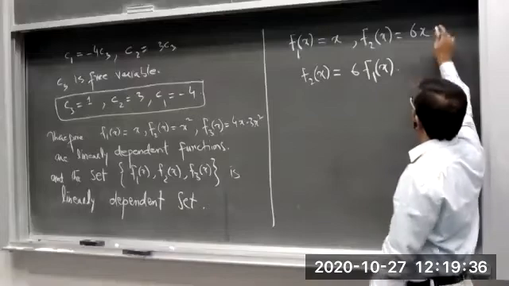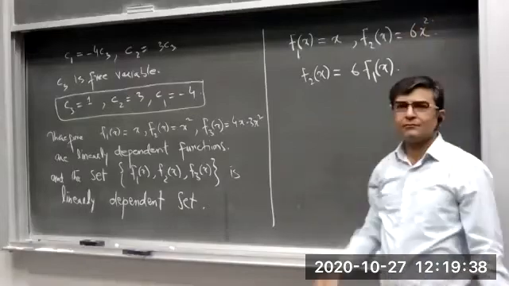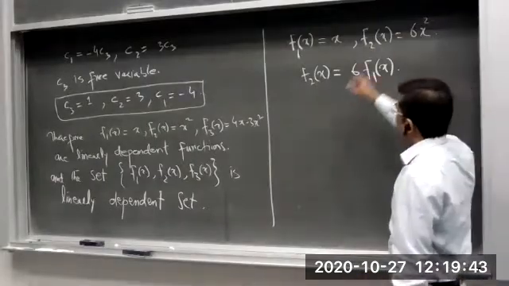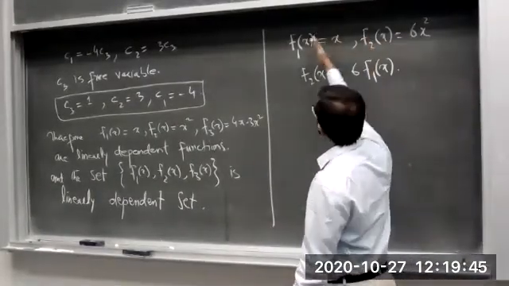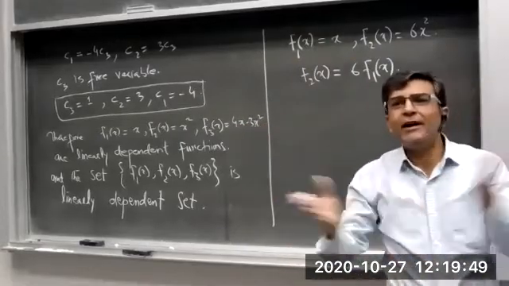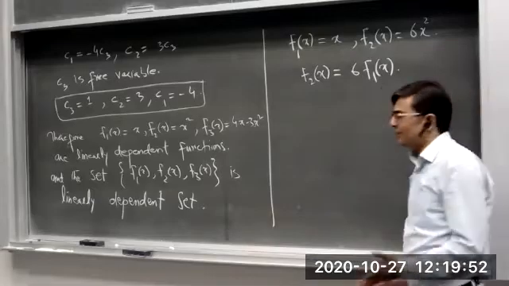But if I write here x square, 6x square, now f2 cannot be written as a linear combination of f1. So in that case, they are linearly independent functions. They do not depend on each other.